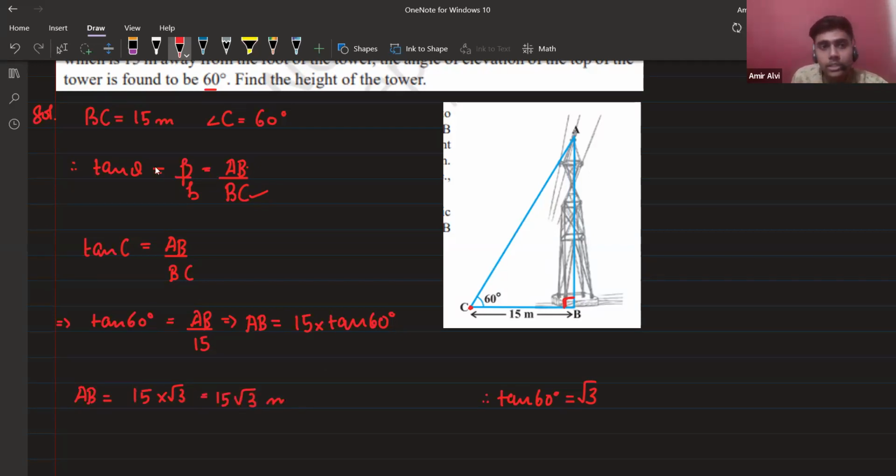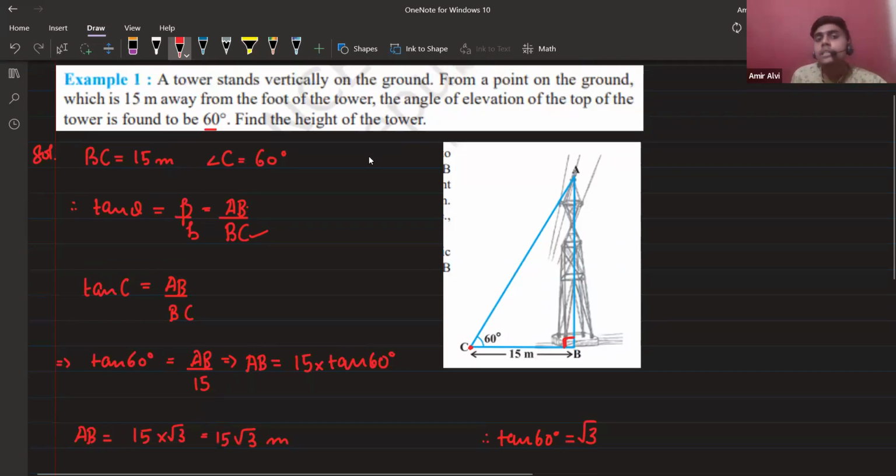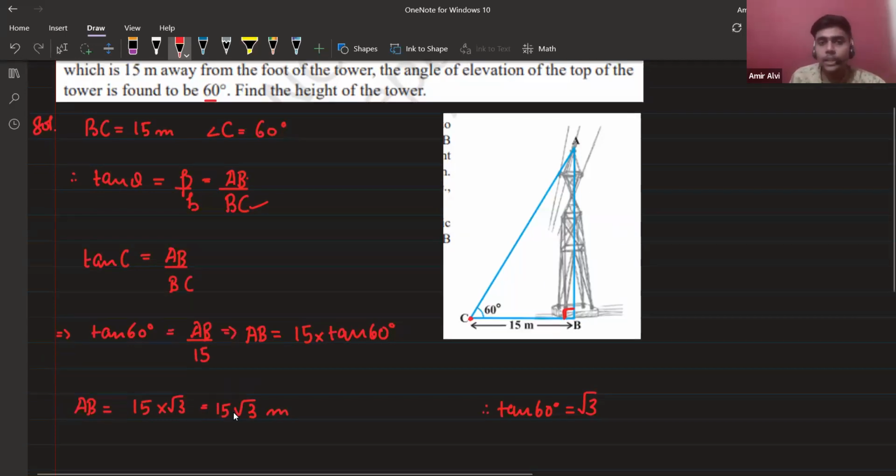The unit, meter, is given in the answer. If in some question the value of root 3 is given in decimals, then in place of root 3 you just have to put 1.73 and multiply by 15. But if it's not given, you can leave the answer here. Is that clear, everybody, the steps I have covered so far? Any doubt, anybody?